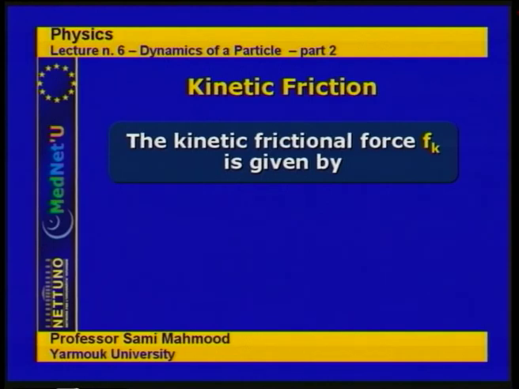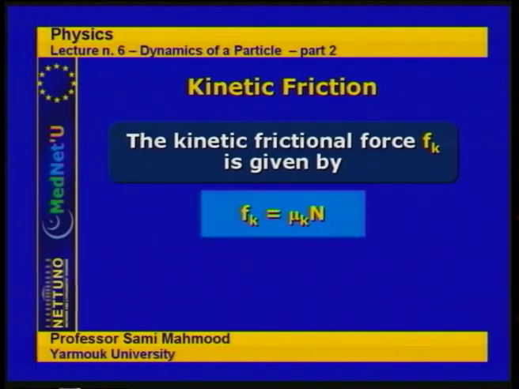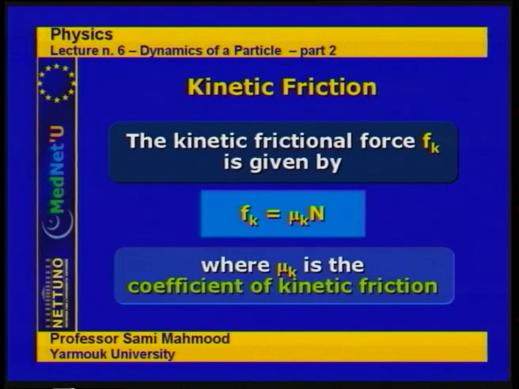And the coefficient of proportionality is mu sub s, which is called the coefficient of static friction. Similarly, the kinetic frictional force, which is the force that acts on the object as it slides across the surface, is also found experimentally to be proportional to the normal force acting on the object. And the constant of proportionality is called mu sub k, which is the coefficient of kinetic friction.